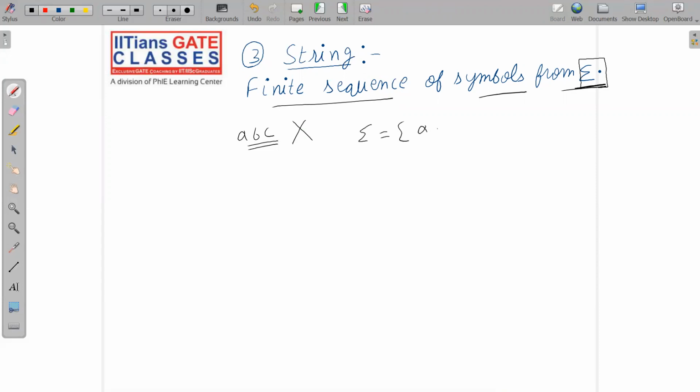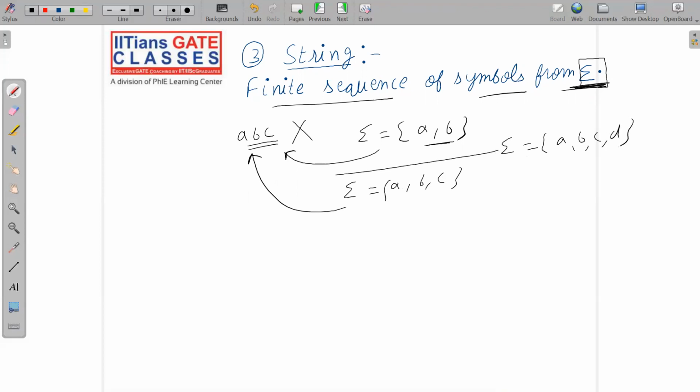If you say sigma is a, b, then this string is not a valid string. Why? Because I have used the words finite sequence of symbols from sigma. You have to take symbols from sigma only. So if sigma is ab, how can I say abc is a string? It is not a string. But if I take sigma as a, b and c, then this is a perfect example of a string. Similarly, if I take sigma as a, b, c, d, then also this is a perfect example of a string. No problem in that. I hope I have cleared this term string.